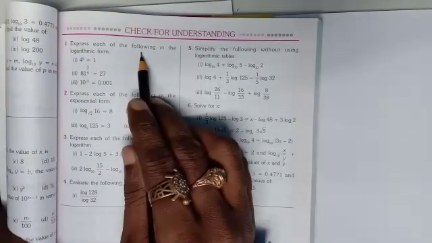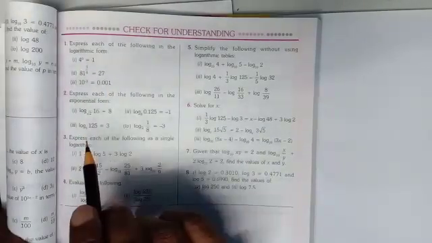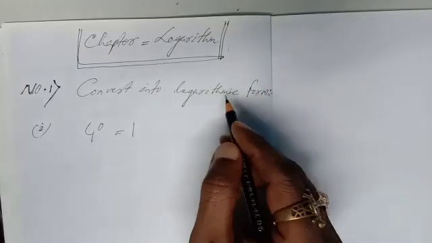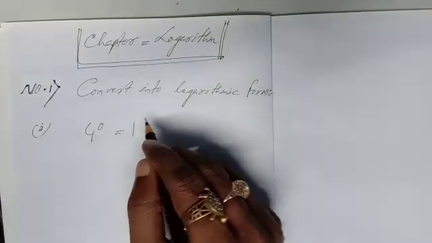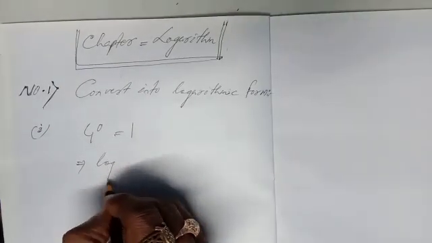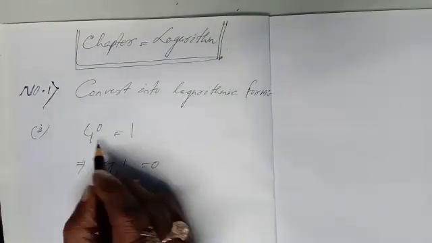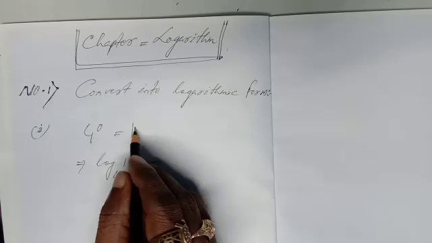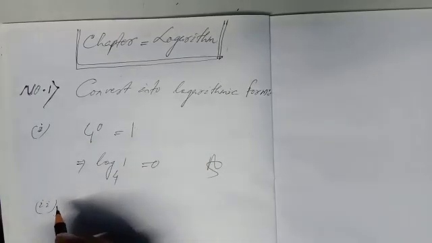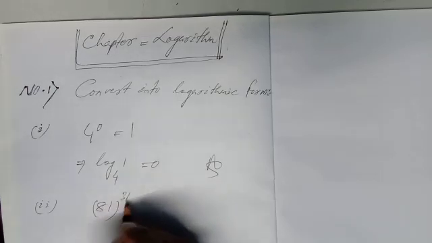Express each of the following in the logarithm form. It means the exponential form is given, and you have to write it in log form. How to write? Let's see. Convert into logarithm form. The question given is 4 to the power 0 is equal to 1. How to convert? That means log 1 base 4 is equal to 0. The base is 4, so you write log 1 base 4 equal to 0. This is the answer.